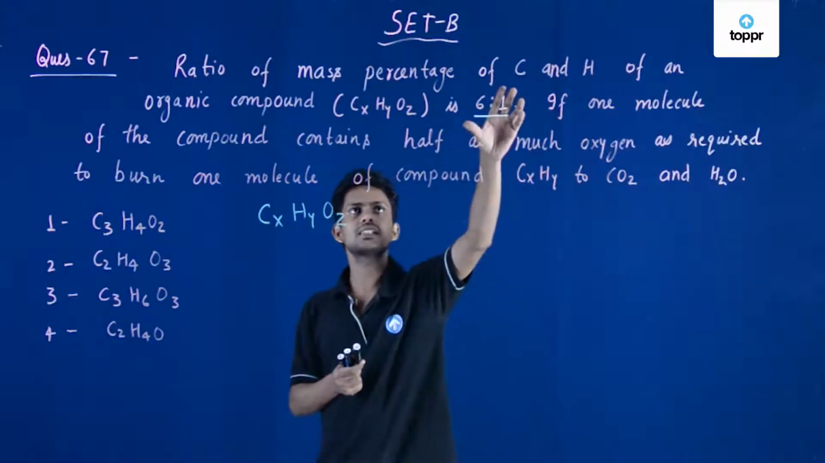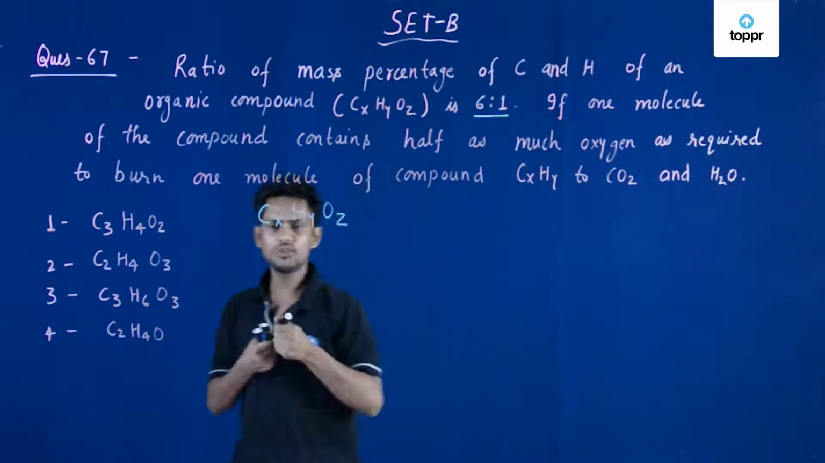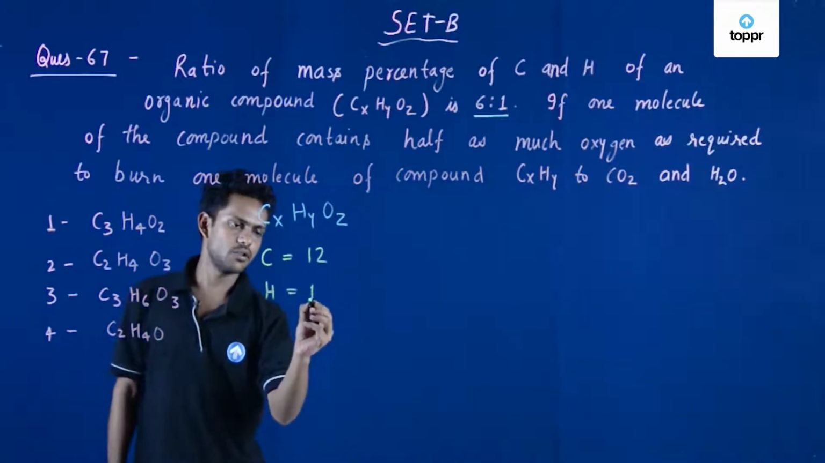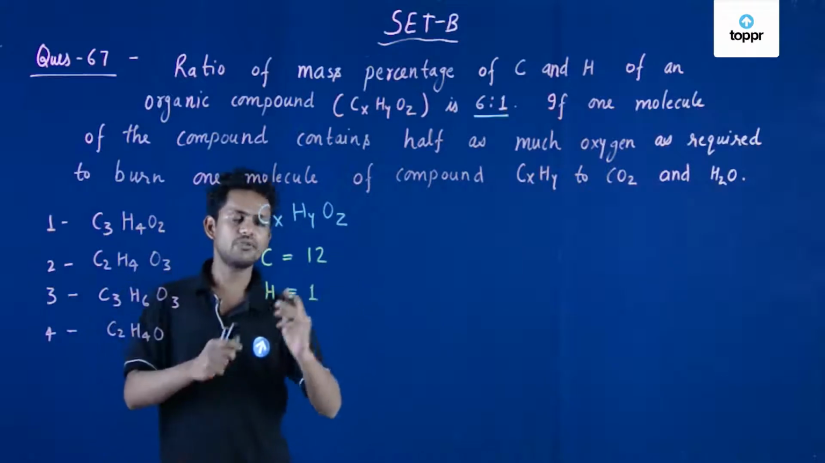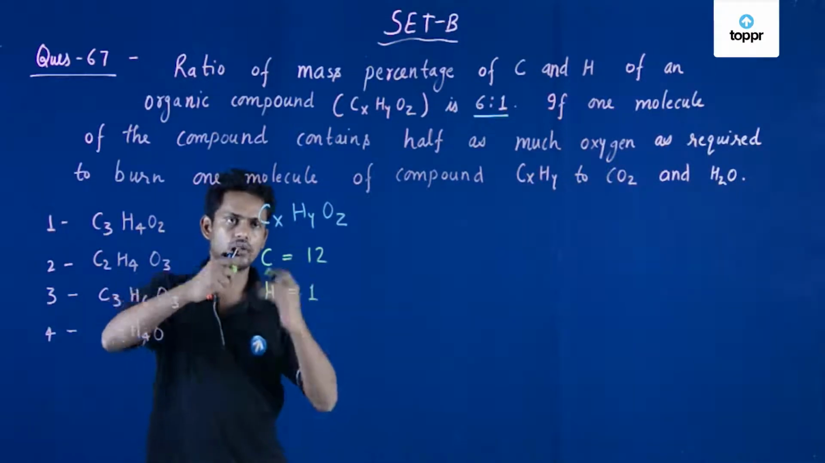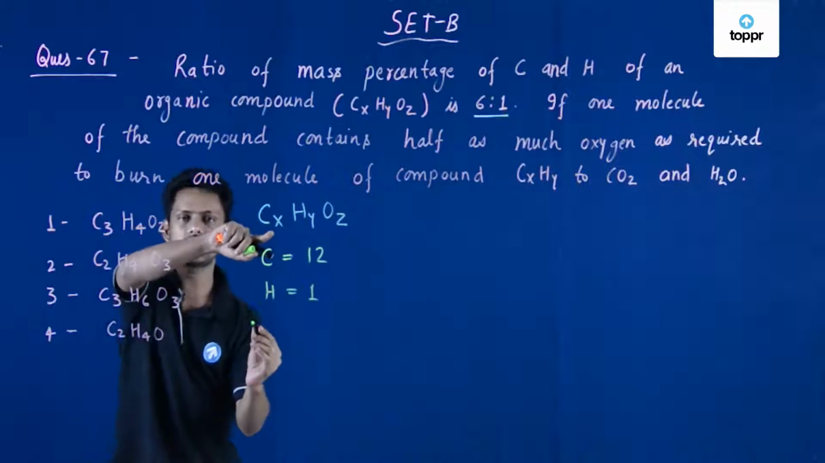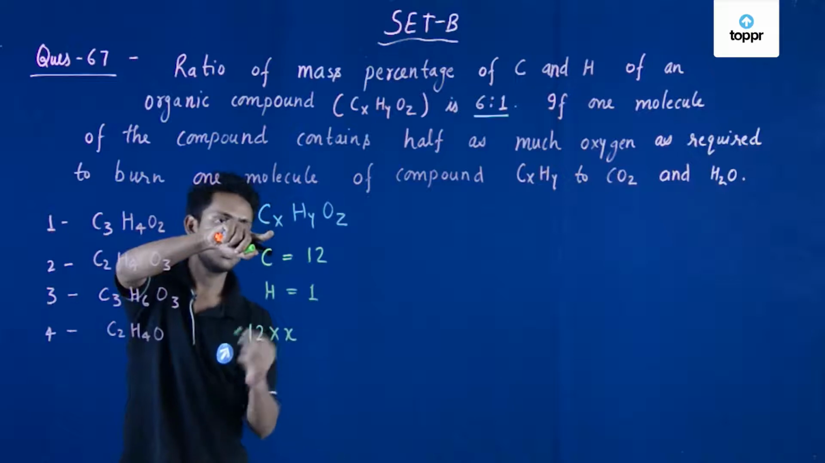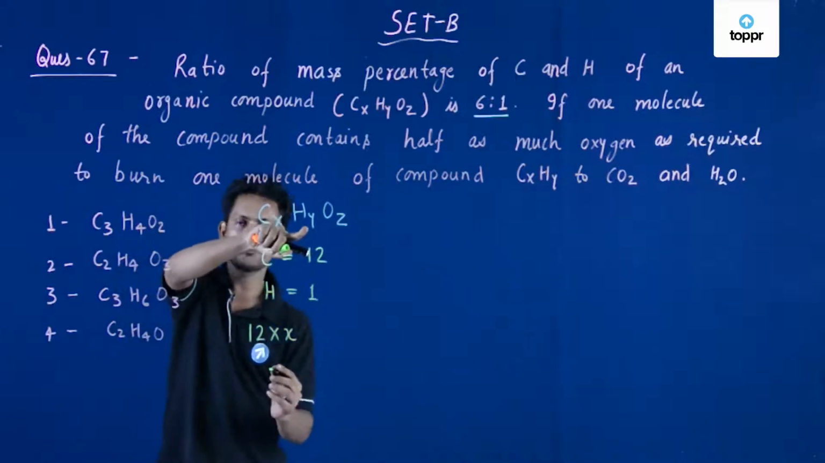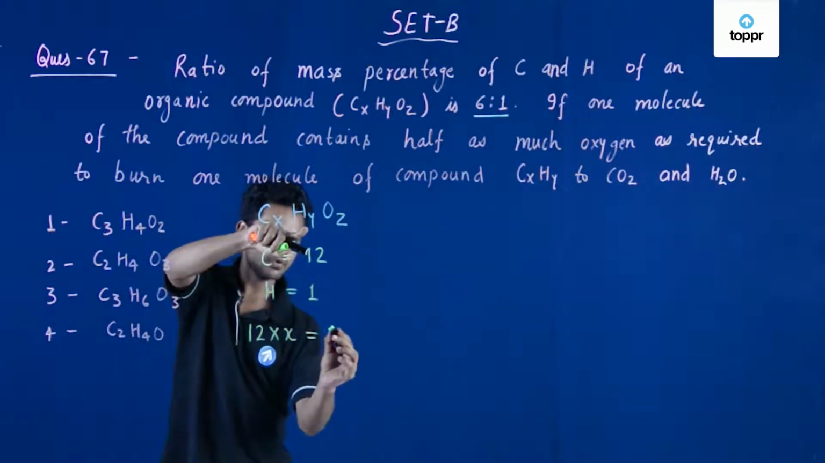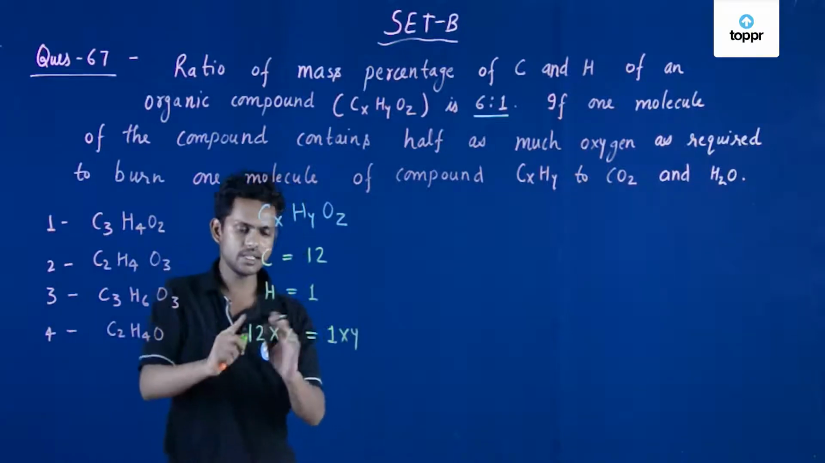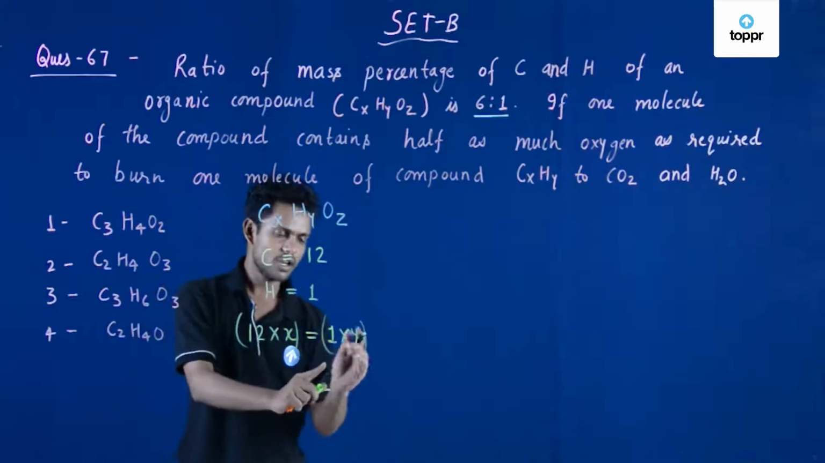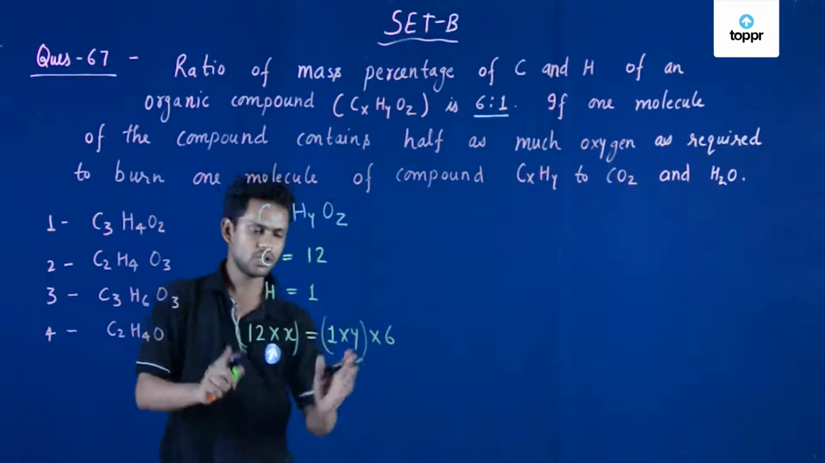So the first information is 6:1 mass percentage, and we know that carbon is 12 and hydrogen is 1, the atomic mass. If we want to calculate the mass ratio, if I have x atoms of carbon, I will write 12 into x, and if I have y atoms of hydrogen, I will write 1 into y. So this will be the mass ratio, right? Because this is 6 times of this, I would write 6 here. So now this is a balanced equation.